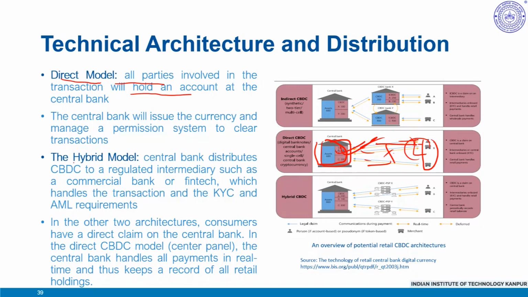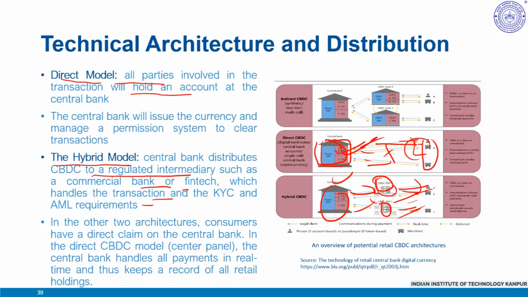Finally, let us come to the hybrid model. A big proportion of central banks are working on a hybrid model whereby the central bank distributes CBDC to a regulated intermediary, such as a commercial bank or fintech, which handles the transaction and the KYC requirements. So there is an intermediary which handles the KYC under the requirements, which is given these CBDCs by the central bank. These intermediaries will do the KYC norms and so on, AML with the clients.